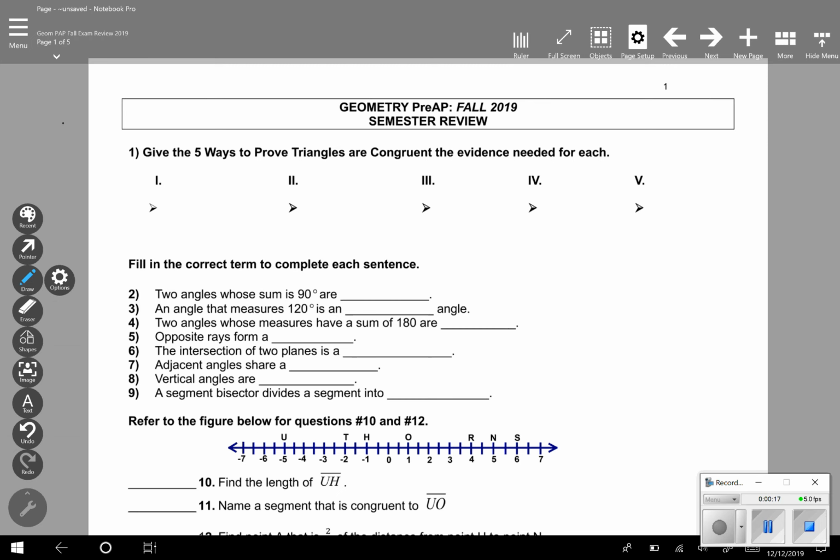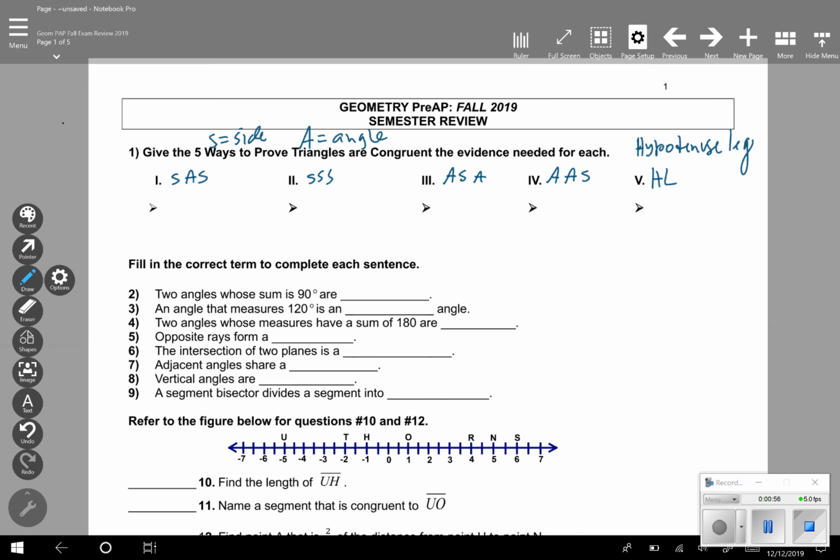All right, it says, give the 5 ways to prove that triangles are congruent and the evidence needed for each. Okay, so remember S is side, and A is angle. So we have side, angle, side; side, side, side; angle, side, angle; and angle, angle, side; and then the odd one out, HL, remember that's hypotenuse, leg.